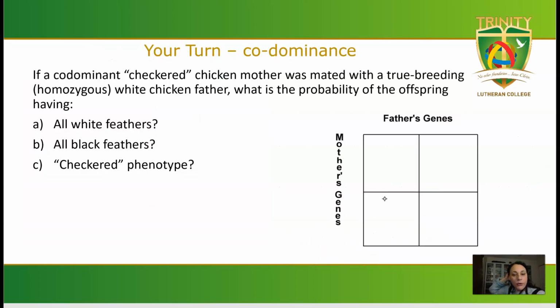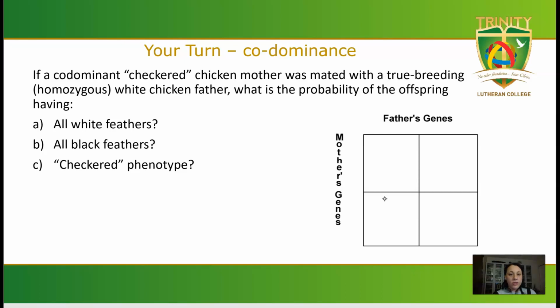Okay, your turn. Codominance. If a codominant checkered chicken, so remember checkered means that it's heterozygous, if that mother was mated with a true breeding, we're introducing some vocab here. True breeding means the same as homozygous. And that true breeding white chicken father and the mother who is checkered has an offspring. What's the probability of the offspring having A, all white feathers, B, all black feathers, and C, checkered phenotype? So pause the video here and have a go, and then we will go through the answers together.